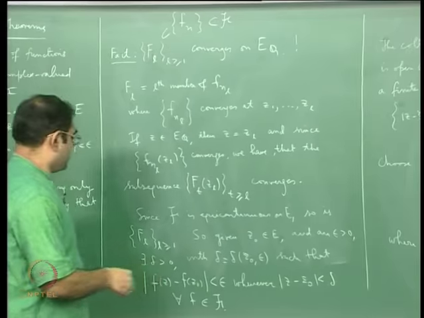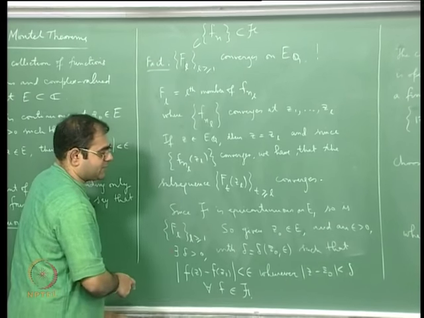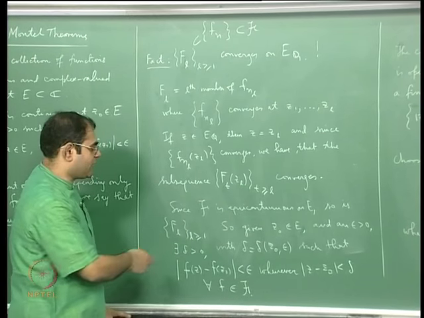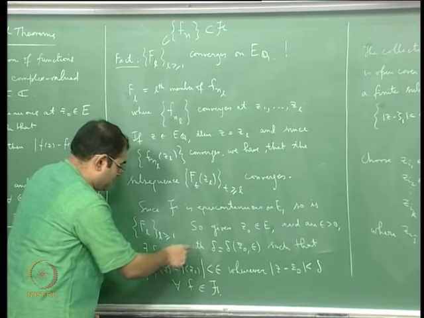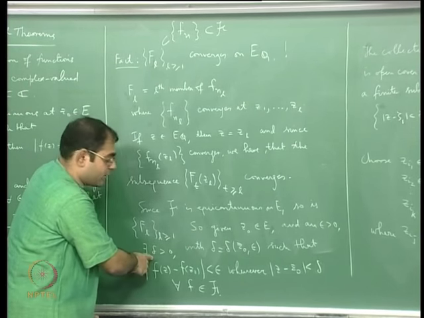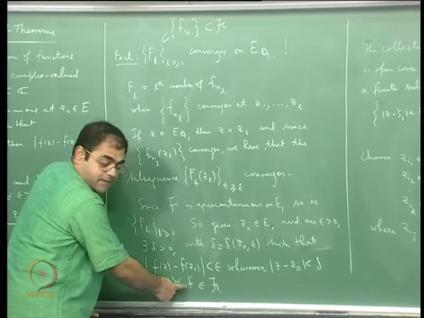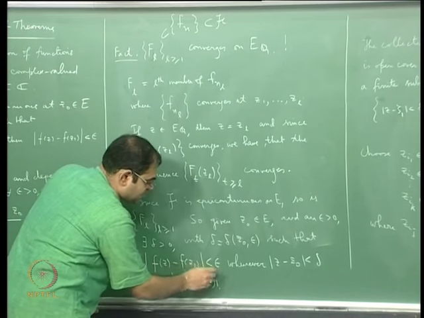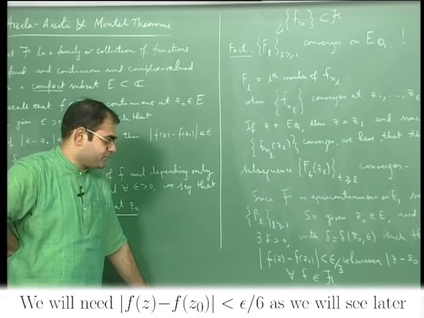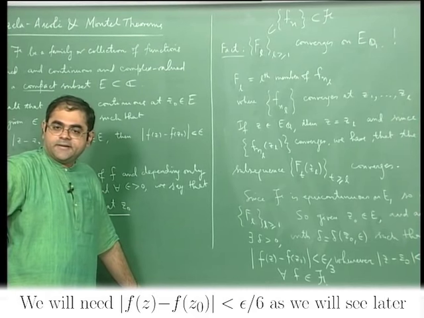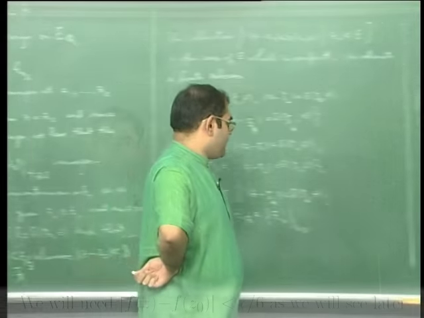So what I do is, here I go back and make this change. Given epsilon greater than 0, you choose a delta, which depends only on z naught and epsilon and not on the function f in the family, such that this is not less than epsilon, but let me make it epsilon by 3. Suppose I do this, then would I be done?